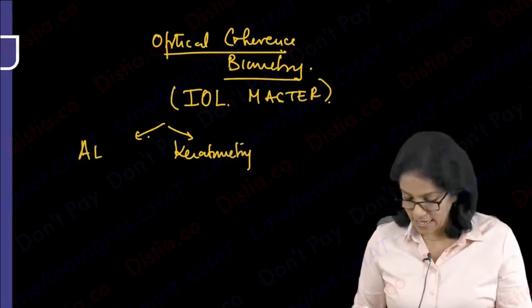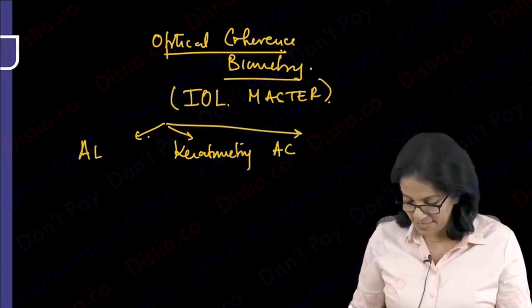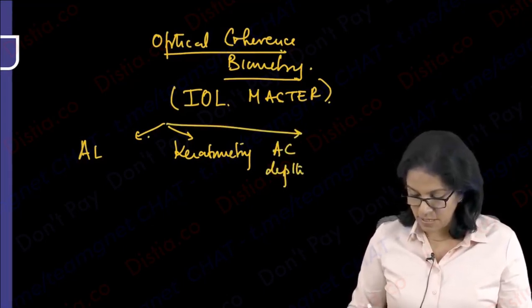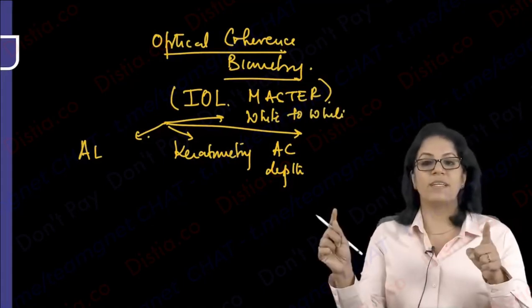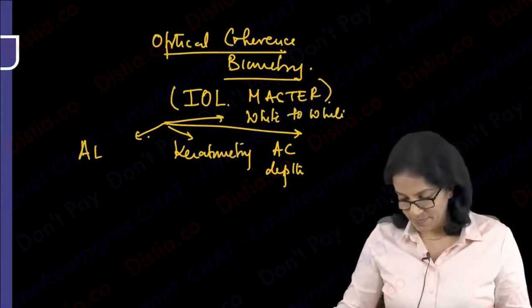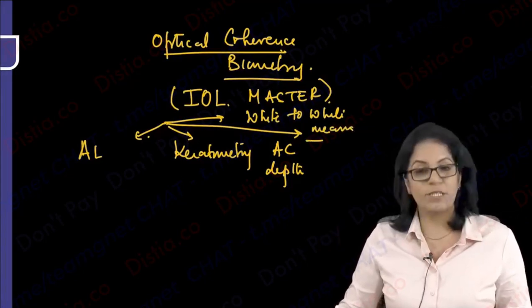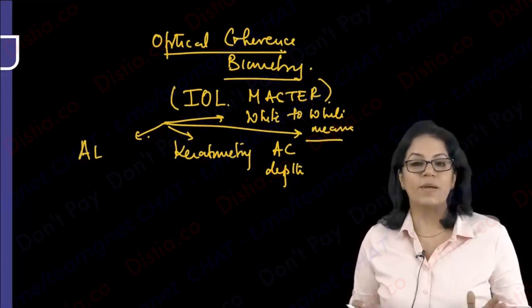Then it is also taking the anterior chamber depth reading and measurements of wide to wide, that means diameter of the cornea, wide to wide measurement. Wide to wide means from one limbus to another limbus, what is the measurement? All these things are possible through your IOL master.